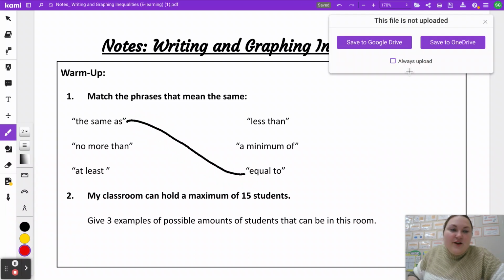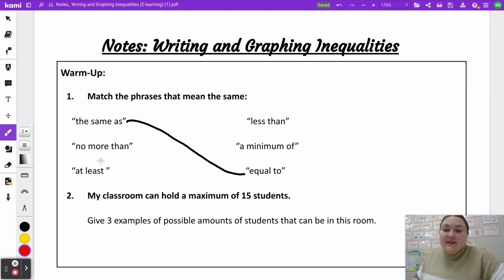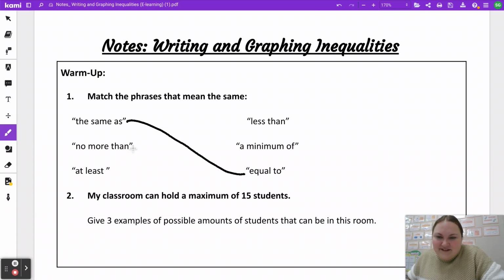Both of those, if you saw those words in a story, we might use an equal sign or an equation to represent that story. These other ones, though, do not mean equal to, and that's why I said this is great practice to get you ready for today's lesson. The first pair we have of these ones that are left is no more than. No more than is saying it's not more than, which means it must be less than. So both of those would be using a less than sign to help you represent them.